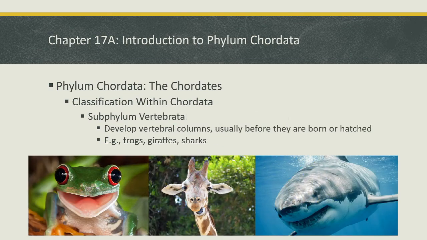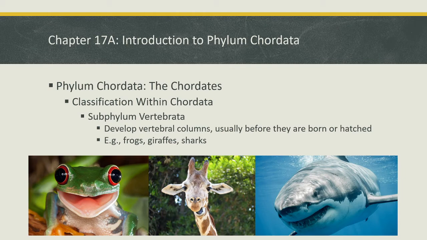Okay, moving on. We have finally subphylum Vertebrata. So, what distinguishes them? They develop vertebral columns, usually before they are born or hatched. And examples that I have here are frogs, a cute little frog picture that I found, giraffes, a picture I took at the Sacramento Zoo, and sharks. So, these are all different examples of subphylum Vertebrata.